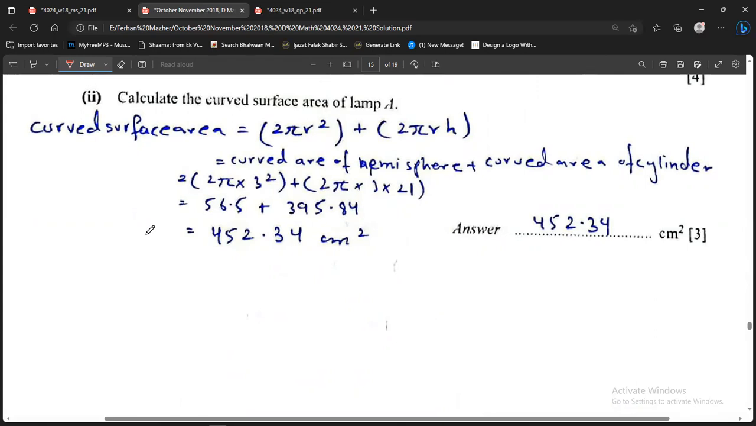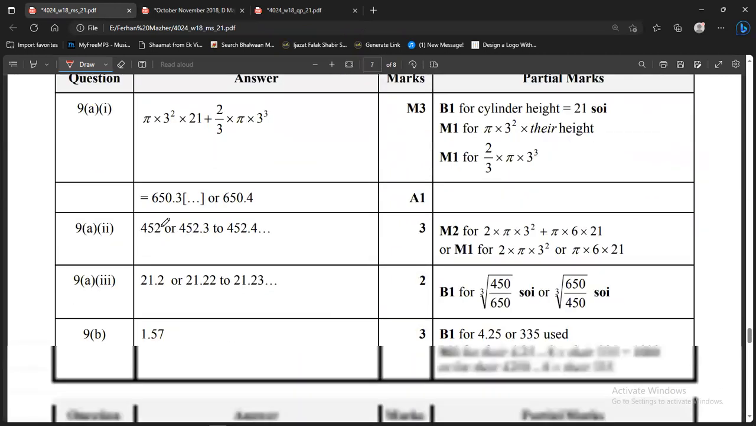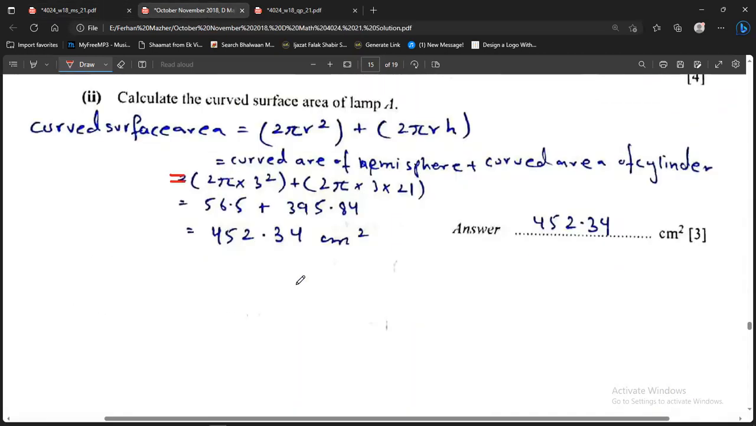So just put the values there, 2 pi into 3 square, plus 2 pi 3 multiplied by 21, and that will be 56.5 plus 395.84, and that will be 452.34 centimeters square. 452.34 centimeter square. 452 is the right answer, sir. 452.34, yeah, it's right. So our answer is right. Okay. Then we have the next part.